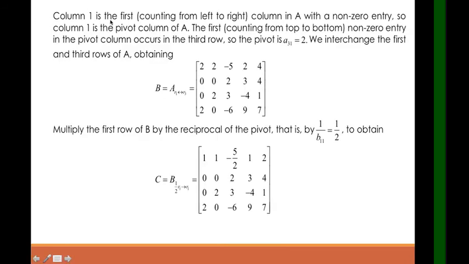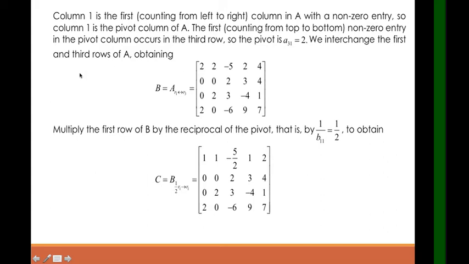Column 1 is the first column, counting from left to right, in A with a non-zero entry. So, column 1 is the pivot column of A. The first non-zero entry in the pivot column, counting from top to bottom, occurs in the third row. So the pivot is A sub 3,1, where 3 is the row and 1 is the column, equals 2.